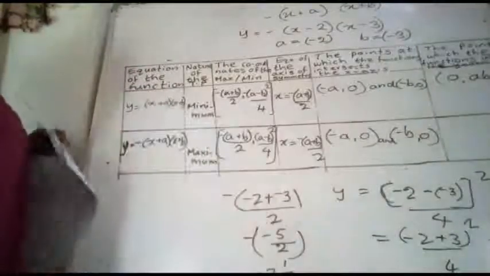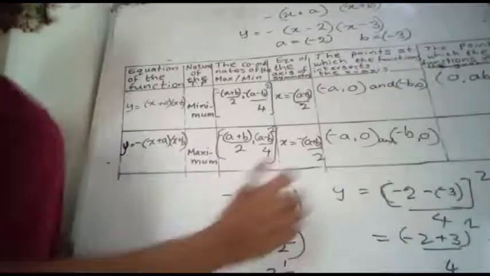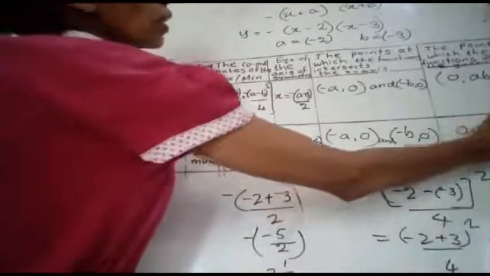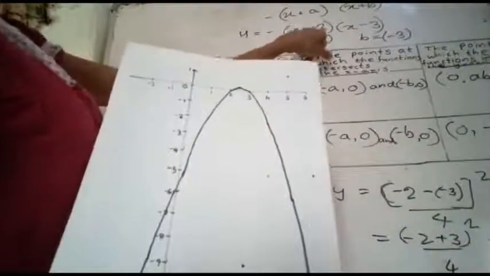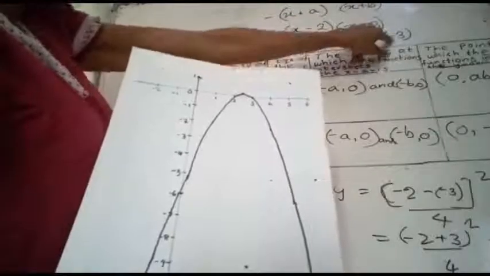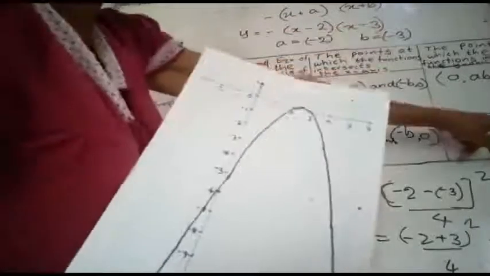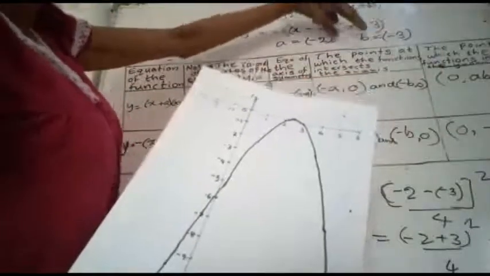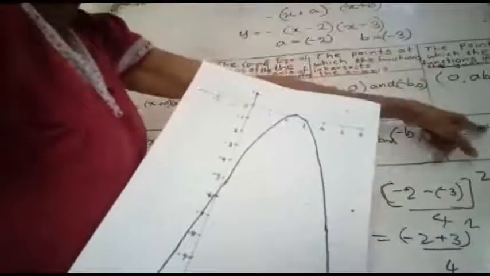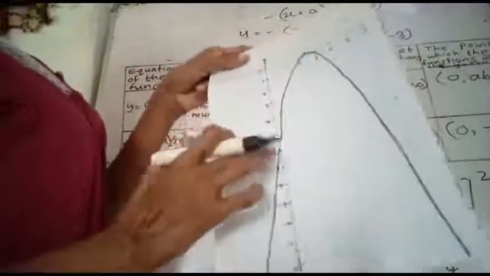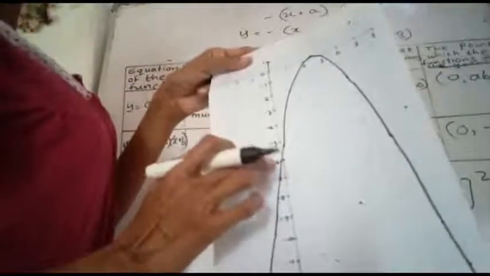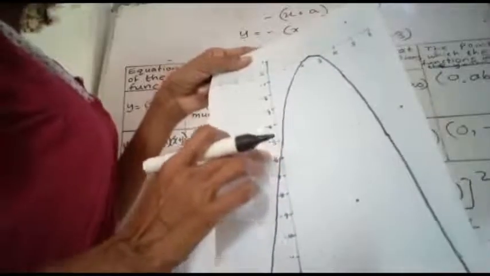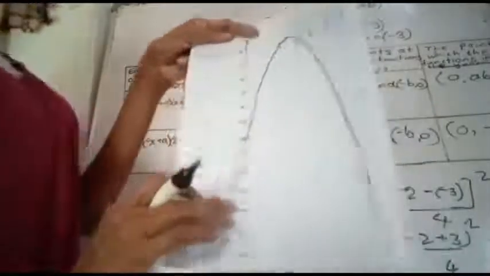Then the point at which the function intersects the y-axis is (0, negative ab). The x coordinate is 0, and the y coordinate is negative times negative 2 multiplied by negative 3. Negative 2 multiplied by negative 3 is positive 6, and positive 6 multiplied by the minus sign is negative 6. The point at which the function intersects the y-axis is (0, negative 6).